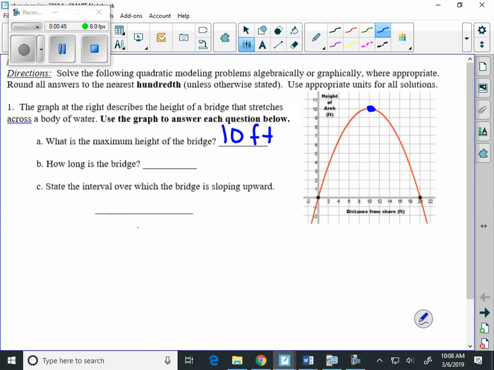How long is the bridge? Well, how long the bridge is at this value right here, which is 20 feet.